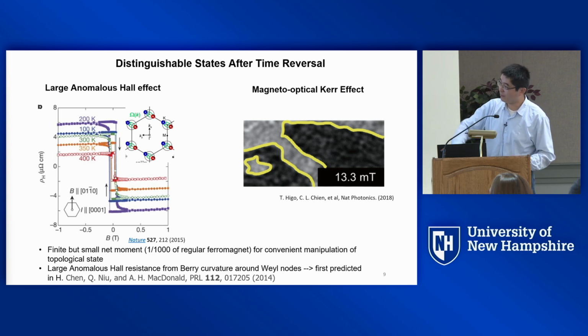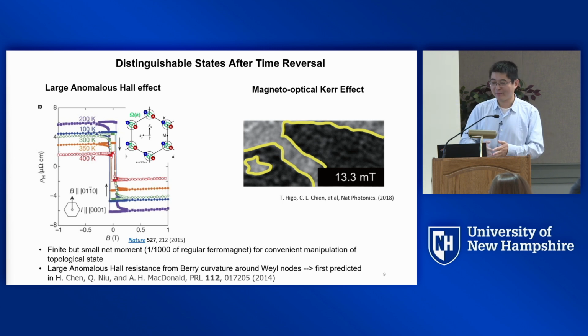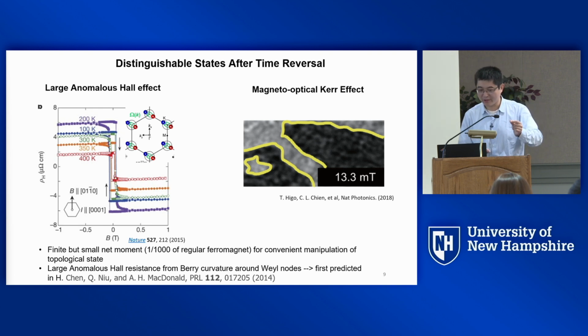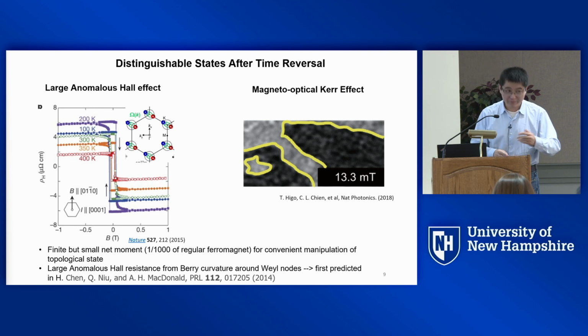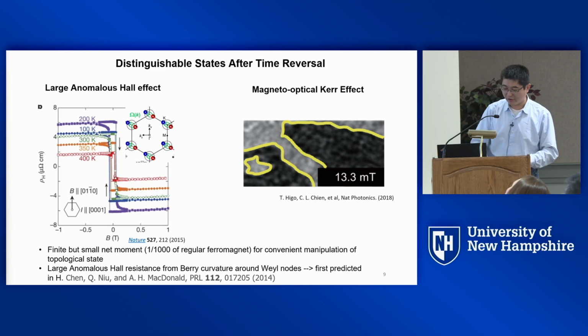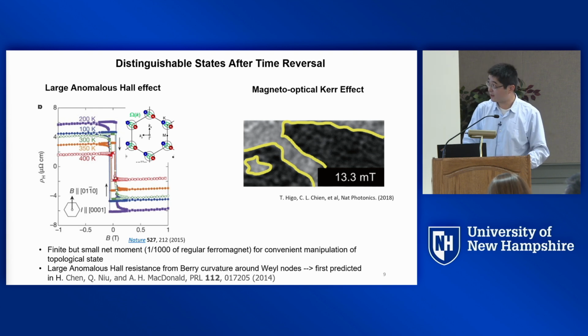One thing that I would like to mention is that although it's an antiferromagnet, it still has very weak ferromagnetism, which is about 1,000th of a regular ferromagnet. It is very tiny, but that small magnetic moment gives you a handle to control the spin ordering inside this system. The large anomalous Hall effect was already predicted by Allen and his collaborators more than 10 years ago, and later on it was discovered in various types of manganese X systems.